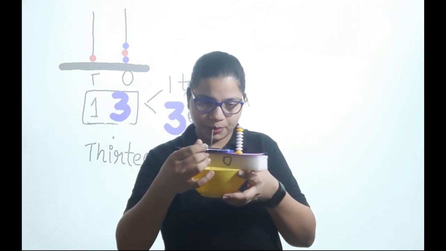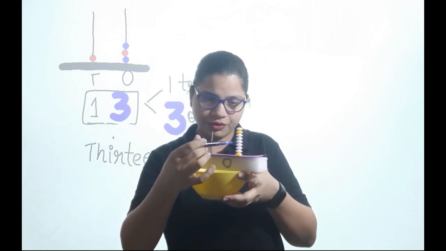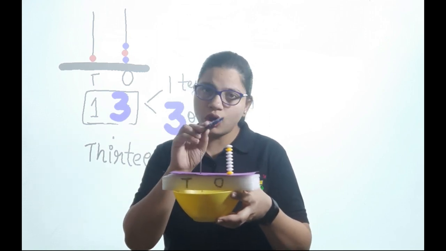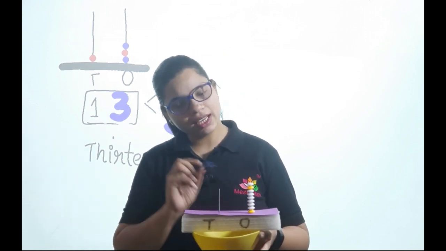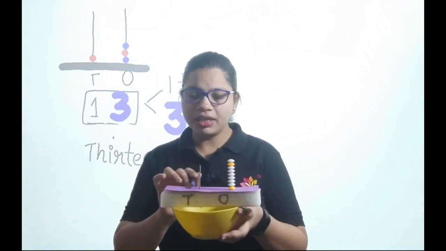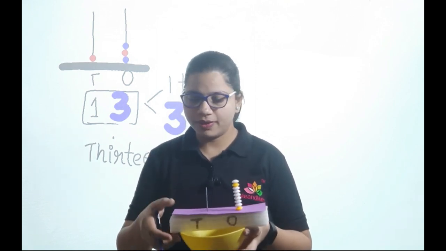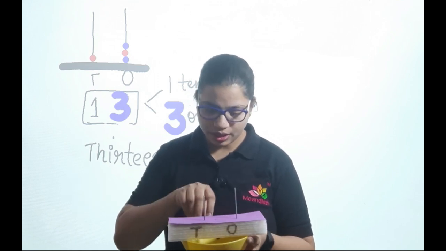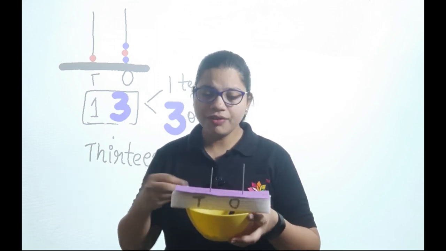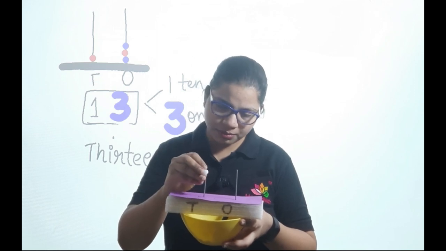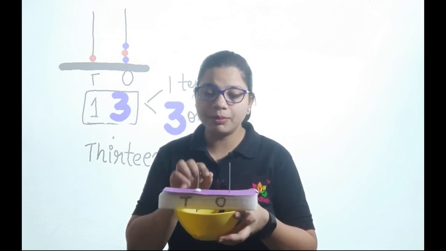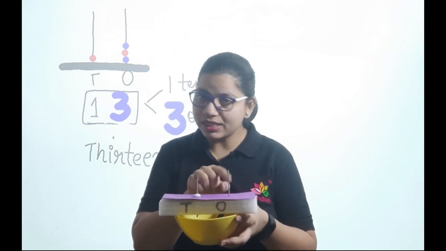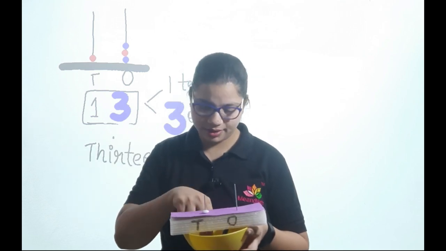Let's count it. 1, 2, 3, 4, 5, 6, 7, 8, 9. 9 beads on 1's rod. So it will be 9. Okay. But there is no bead on 10's rod. So now we have just removed. Now, if I place 1 bead here on 10's rod, it will be 1 tens, 0 ones. That means it's 10.